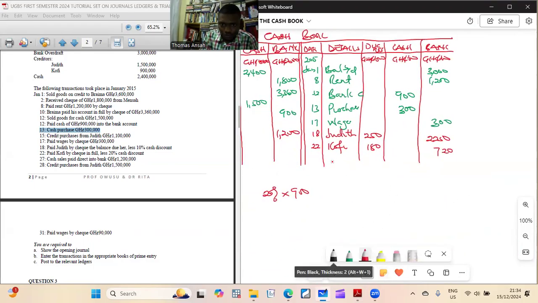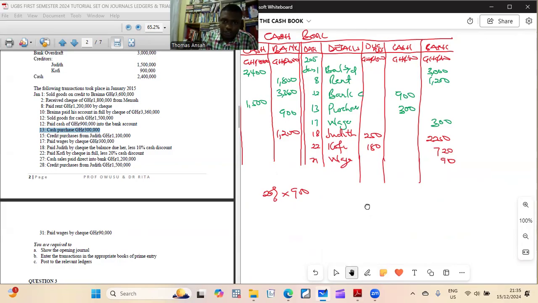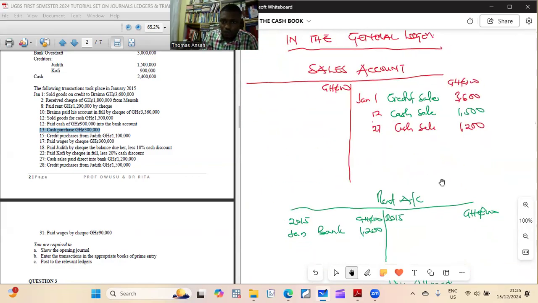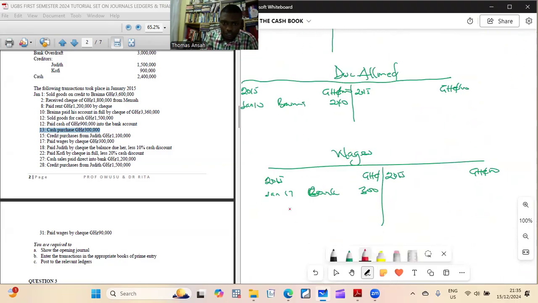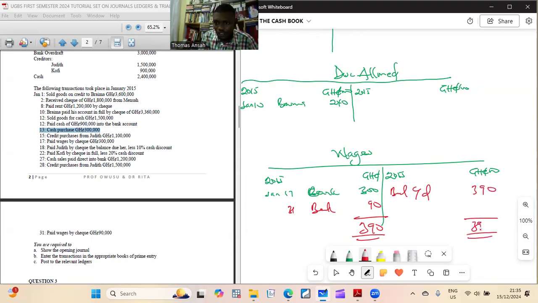Wages, 31st by check, and the value is 90. So that is that. So when you go to your wages account in the general ledger, we should have one. You have another one, 31st, bank, 90. We are done. So let's close all the accounts. Balancing of an account here is 390. So we have some form of balance carried down of 90, 390, 390. And you know that by that means that balance brought down is 390.